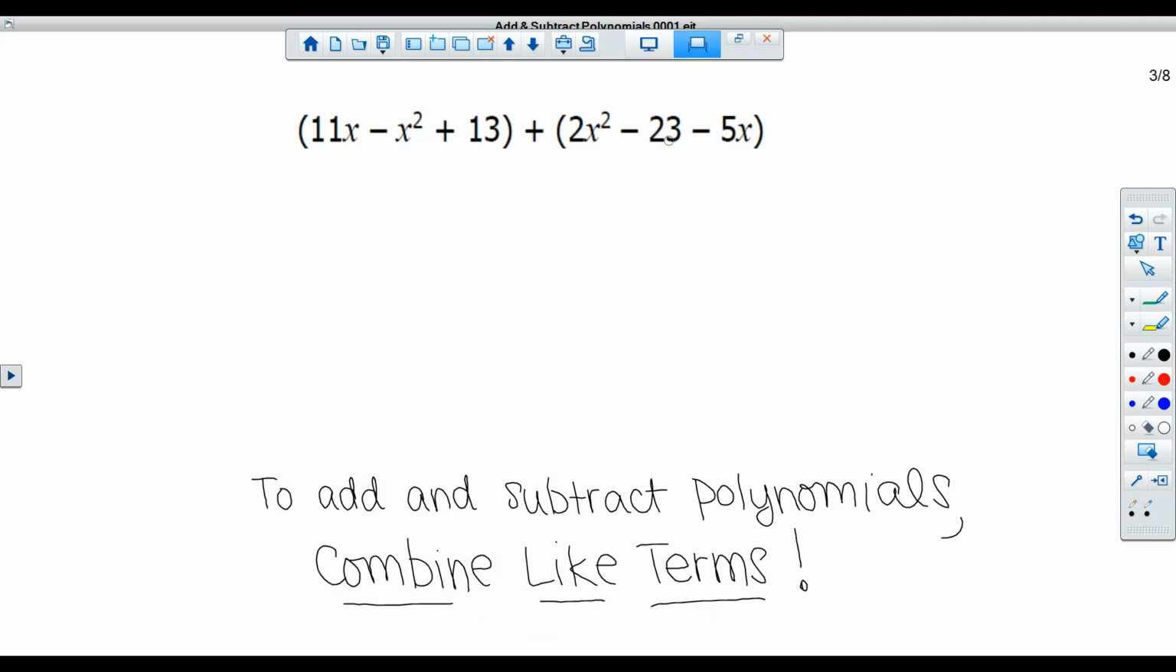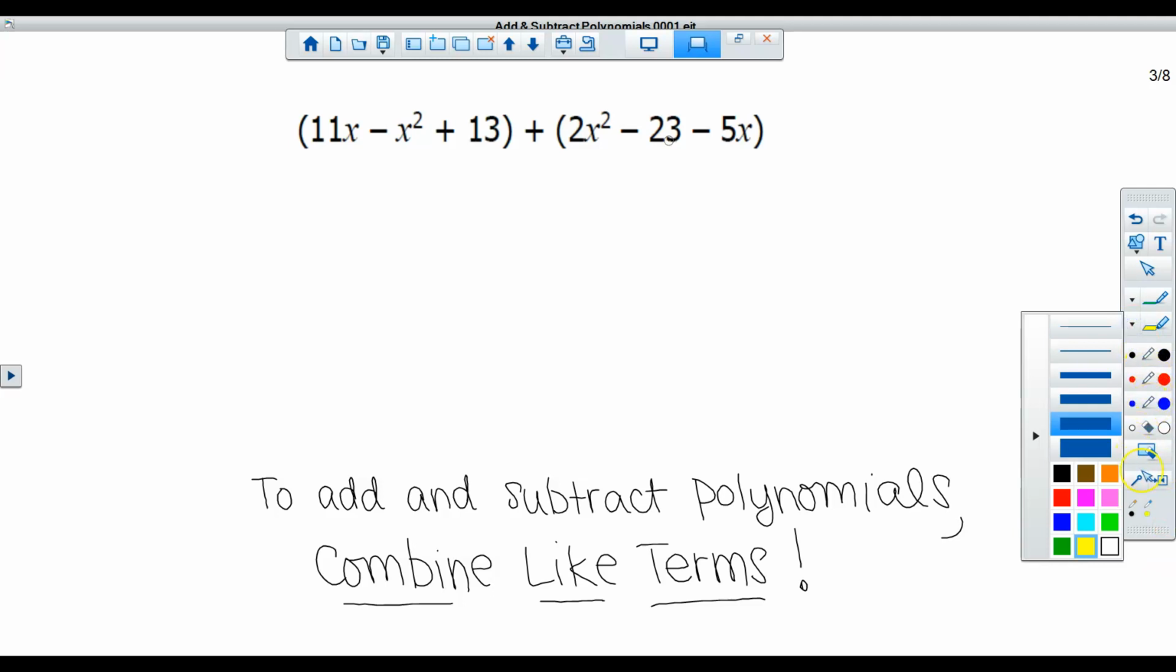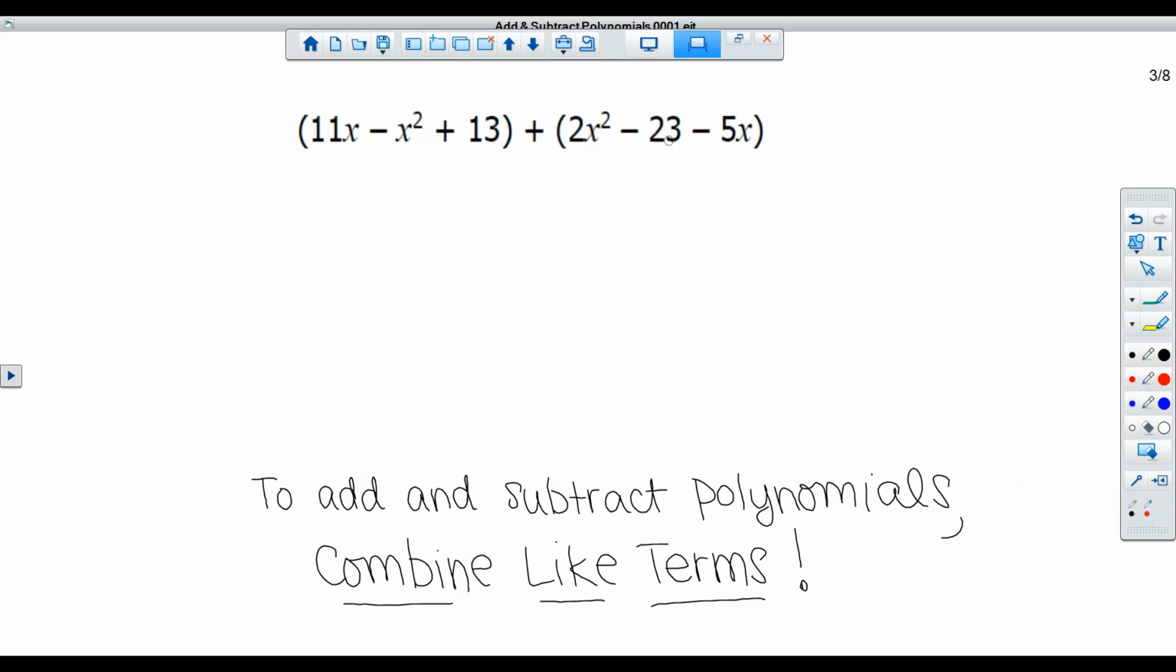Okay, so I'm going to start with the problem that you see here on this slide. When you do one of these problems, what I want you to understand is you're going to see two sets of parentheses. The first set of parentheses is polynomial 1. So this is polynomial number 1. The second set of parentheses is polynomial number 2.